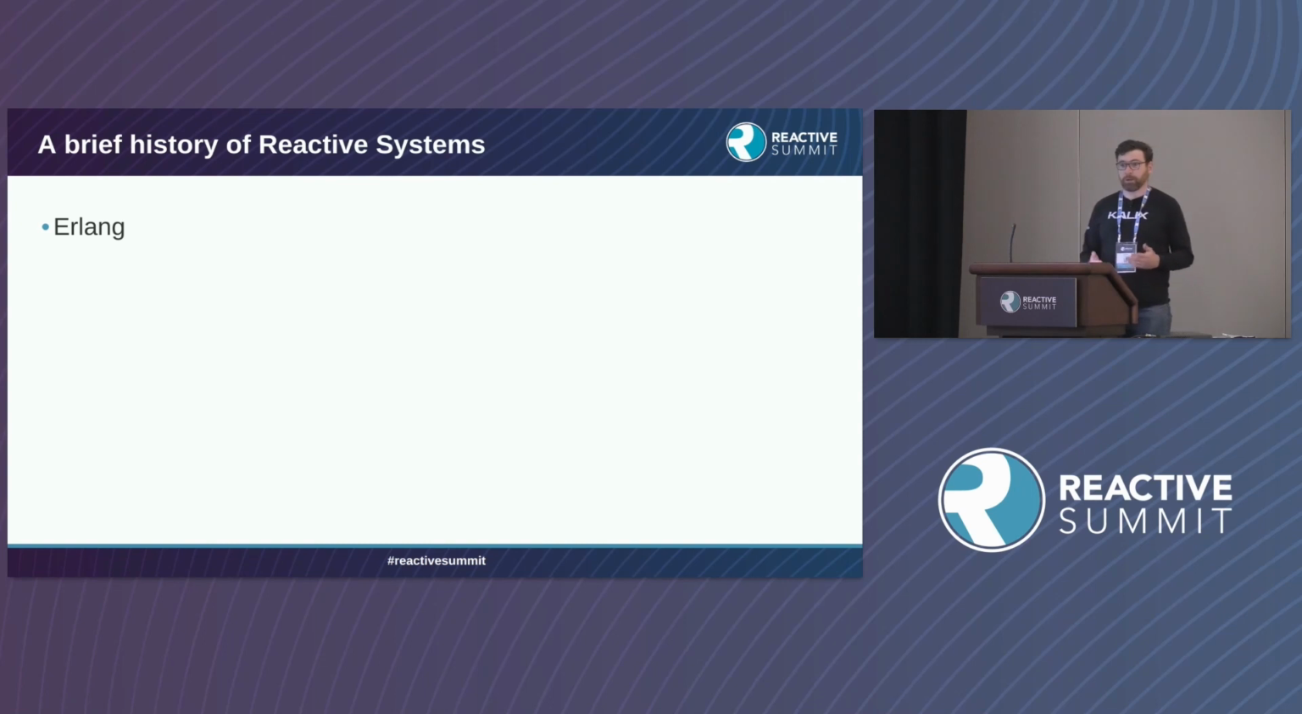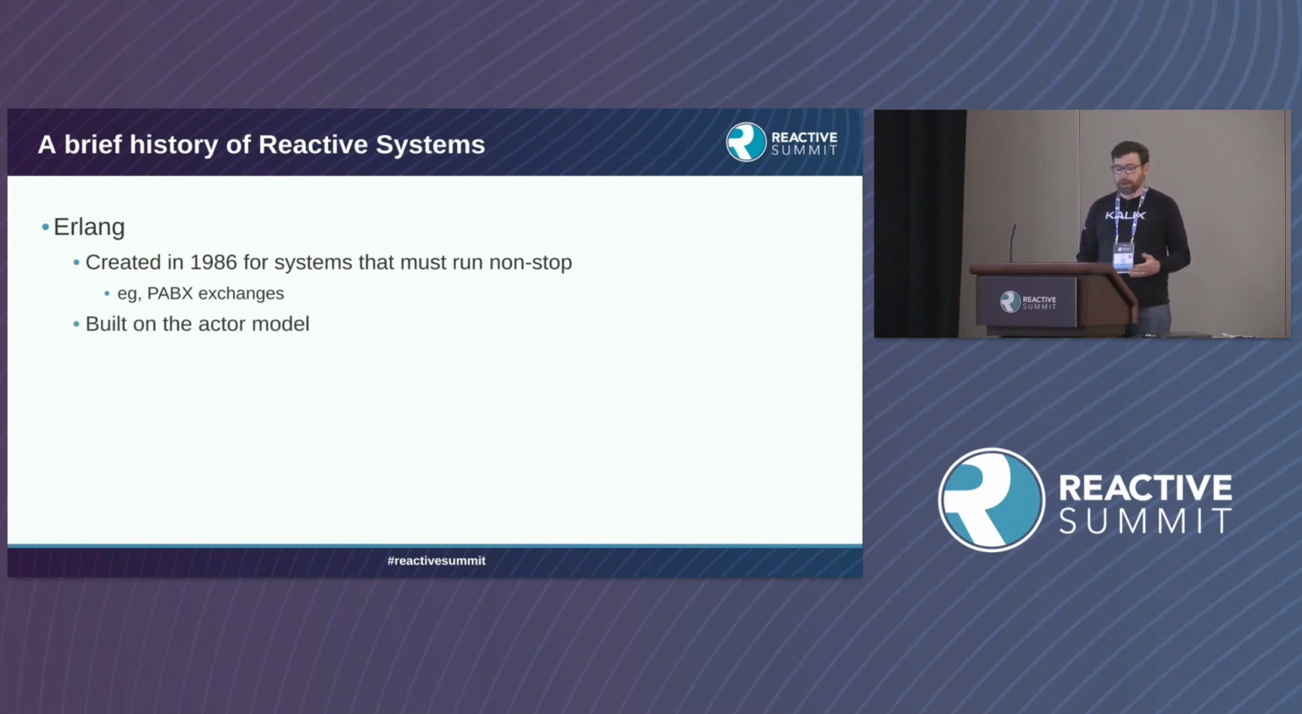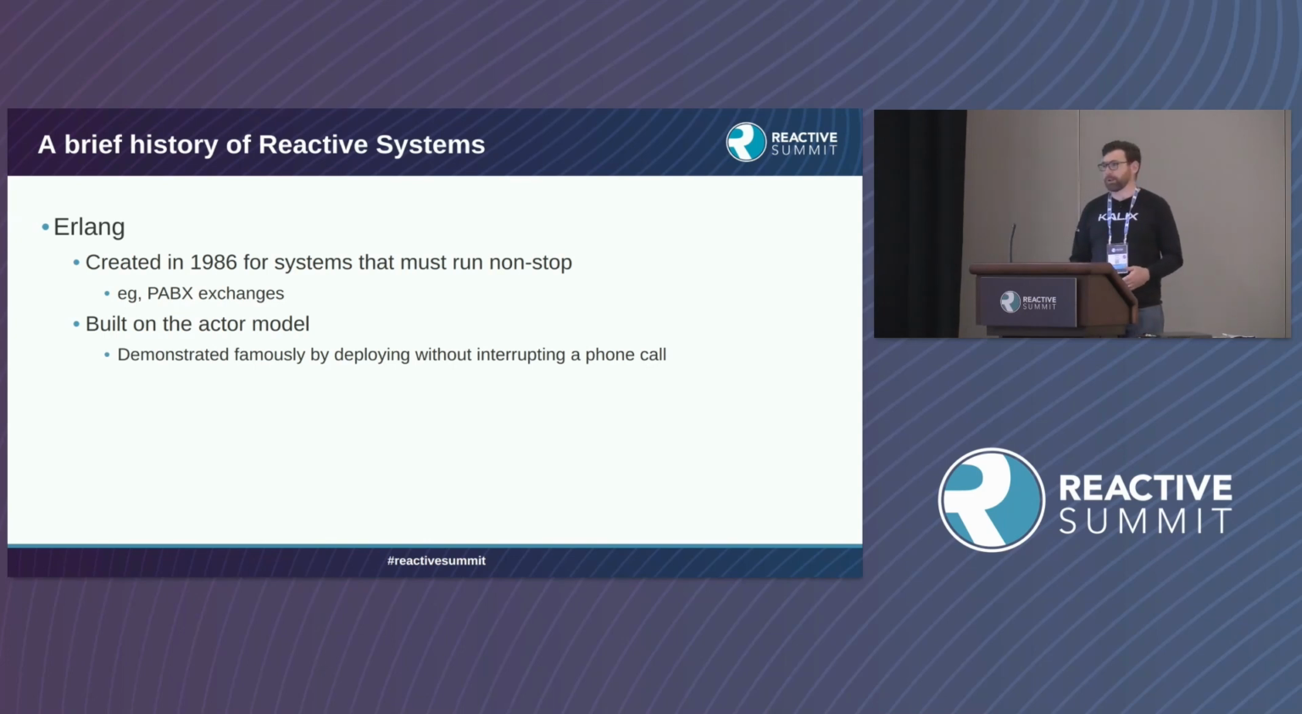Then over the years, there's been a few actor system implementations. One of the major ones was Erlang, which was created in 1986 for systems that must run non-stop, for example, PABX exchanges. So Erlang was built on the actor model. And there's a really great demo that you can see that they produced back in 1986 where these developers show fixing a bug and redeploying a system while it was running and without interrupting an existing phone call.